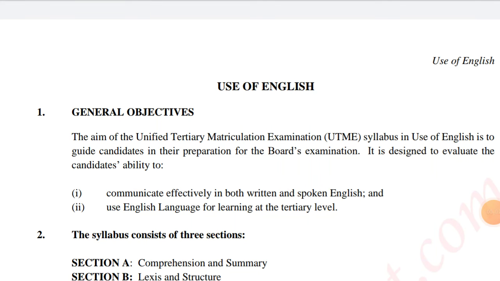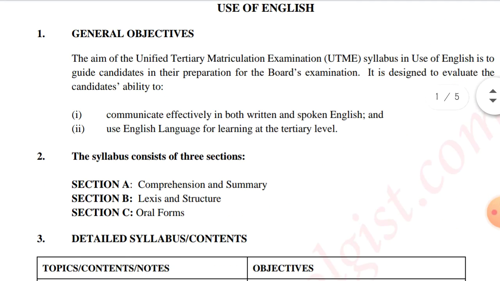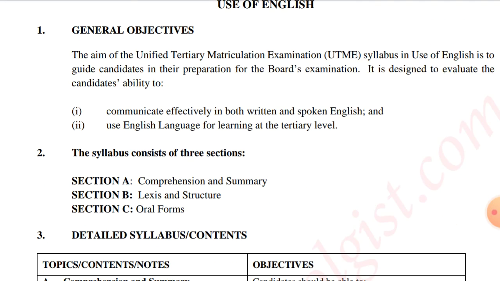Here is the area of concentration for you. If you are writing JAMB, Use of English. If you are writing UTME, Use of English. Here is your area of concentration. Use of English is divided into 3 sections.